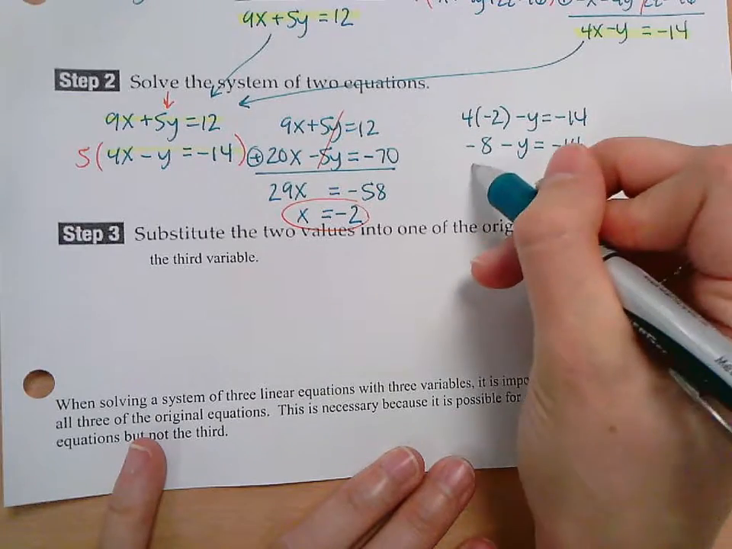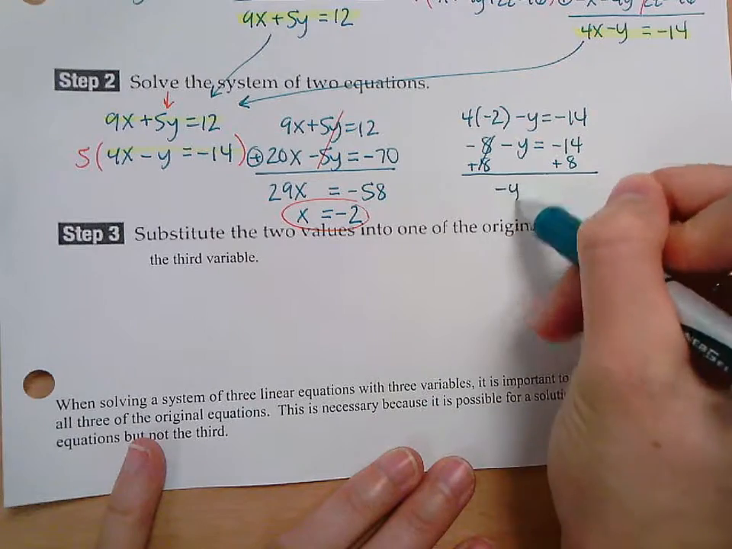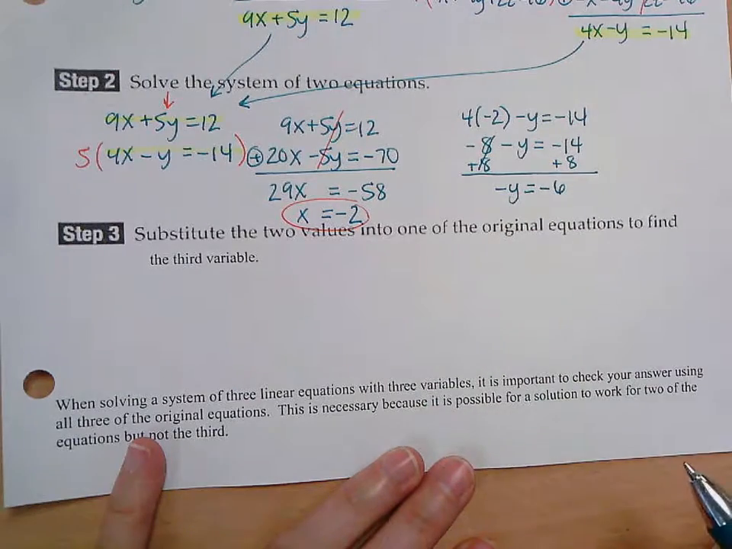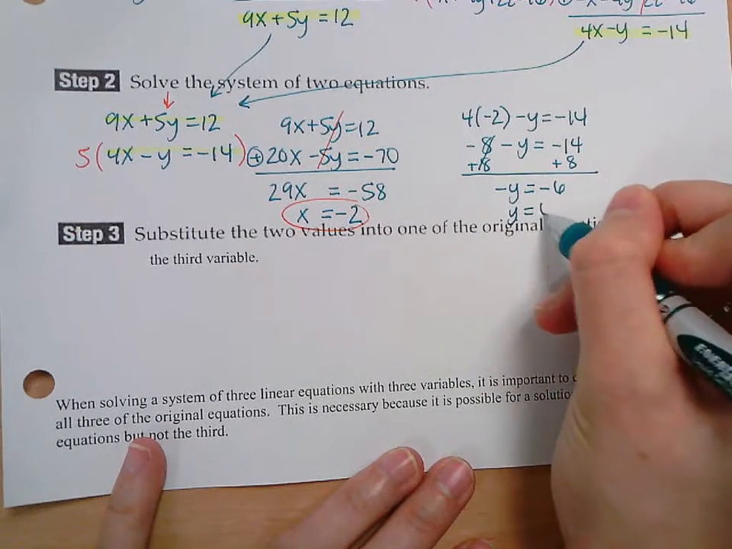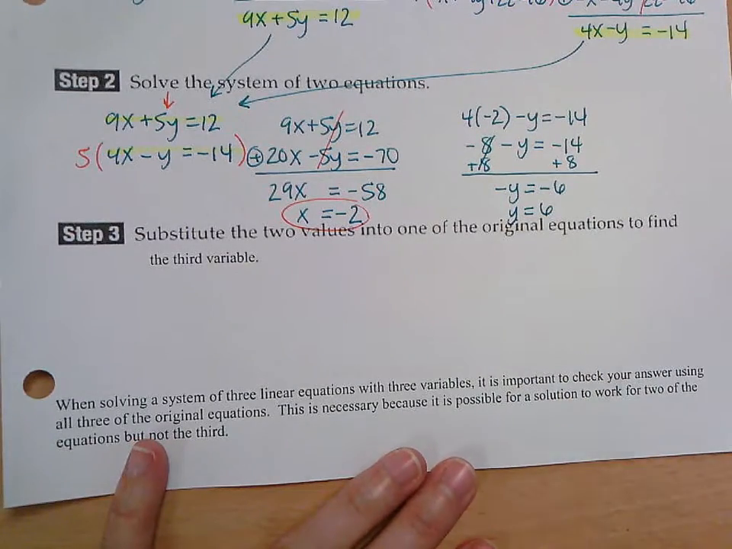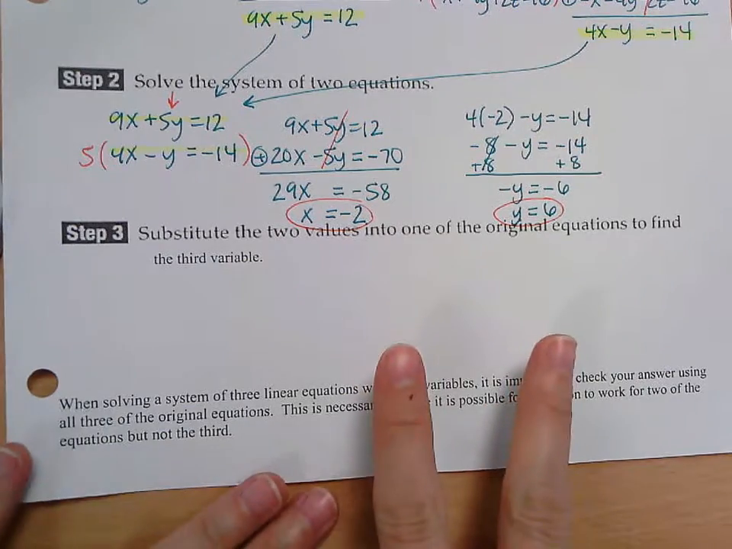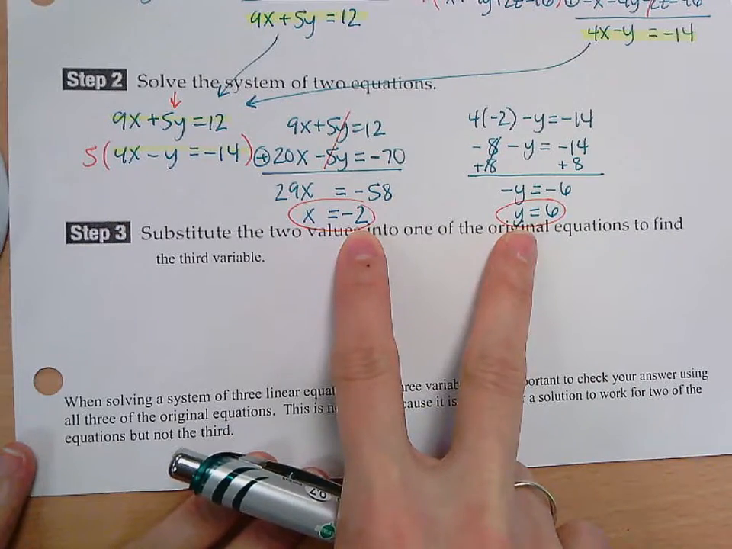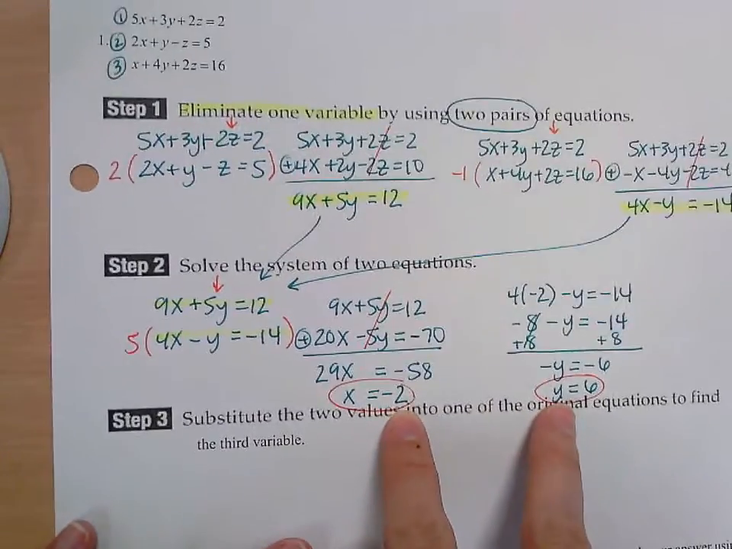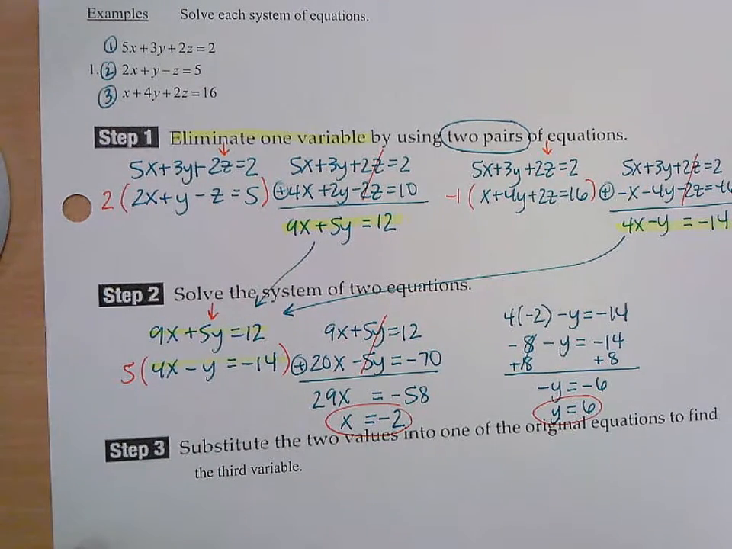And then if I add 8, I have negative y equals negative 6. So if I divide or multiply by negative 1, y is positive 6. So now I have 2/3 of my answer. Yep, so now step 3 is take those 2 values from solving that system and go back to one of the original to find z. And it does not matter which one you plug it into.